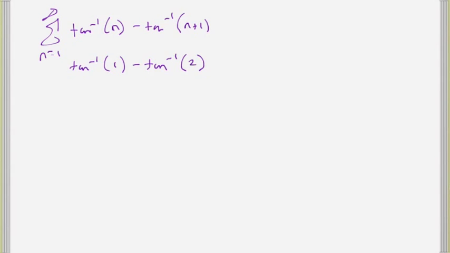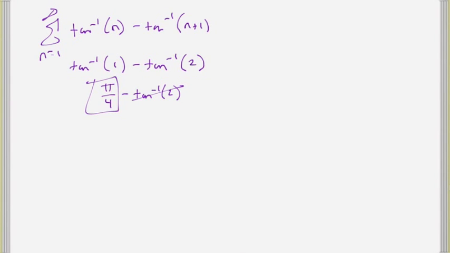And arctangent of 1 is pi fourths. And arctangent of 2 is not pretty. Arctangent of 2. But if you keep going, the arctangent of 2 will cancel itself, and it ends up at just pi fourths, because the next term will cancel that arctangent of 2.